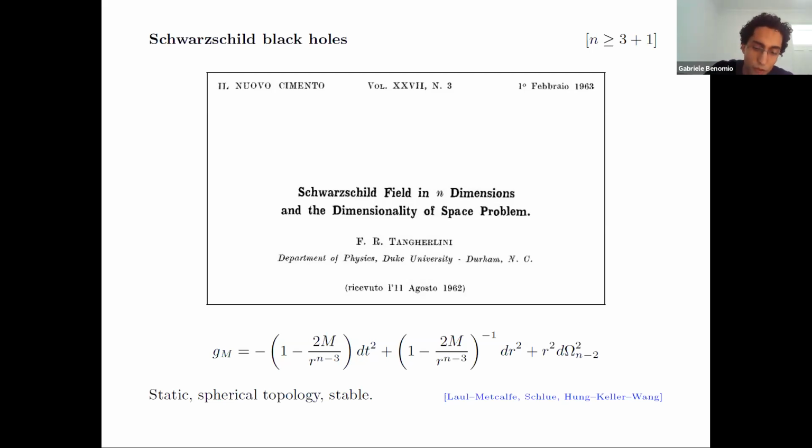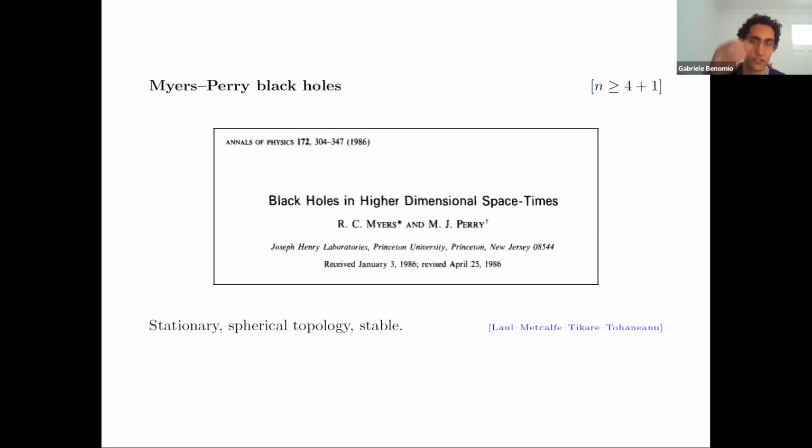Okay. So now a far more challenging task is to try to write down an example of a family of stationary rather than just static higher dimensional black holes. And this was first achieved by this remarkable work by Myers and Perry, published in 1986. They formulated a new family of higher dimensional black holes that is now known as the family of Myers-Perry black holes, which can be formulated in any dimension greater or equal than 4+1. It should be thought of as the higher dimensional analog of the Kerr family of black holes.